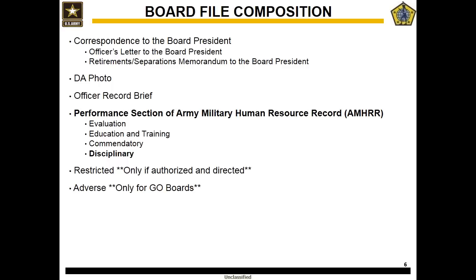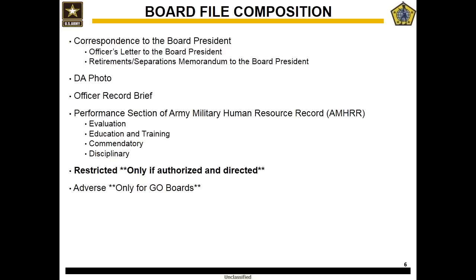Currently, some boards also view the restricted and adverse portions of the official record. The restricted portion will only appear if authorized and directed, and MILPER messages will specify if it is visible to the board. For example, portions of the restricted file are visible to separation boards. Adverse information only appears for general officer boards. Officers are screened for adverse information by multiple agencies, and only findings that are relevant and substantiated will appear before the board.